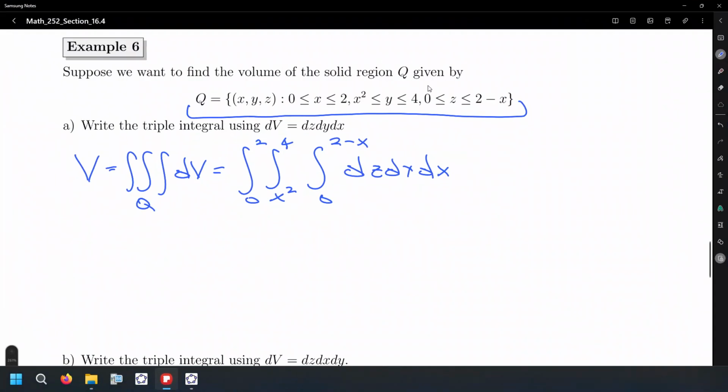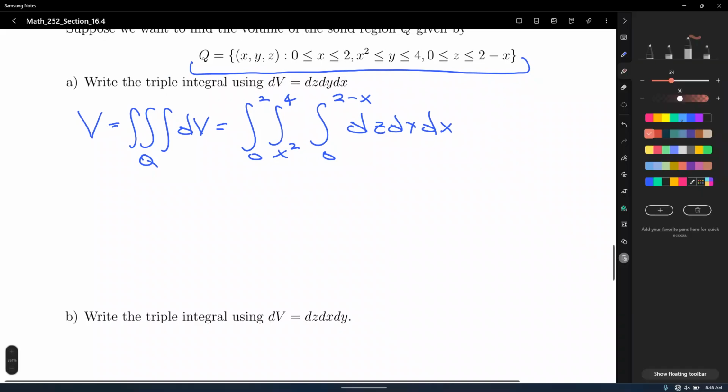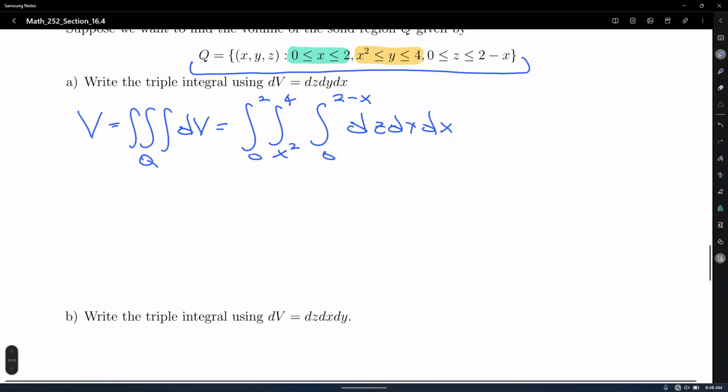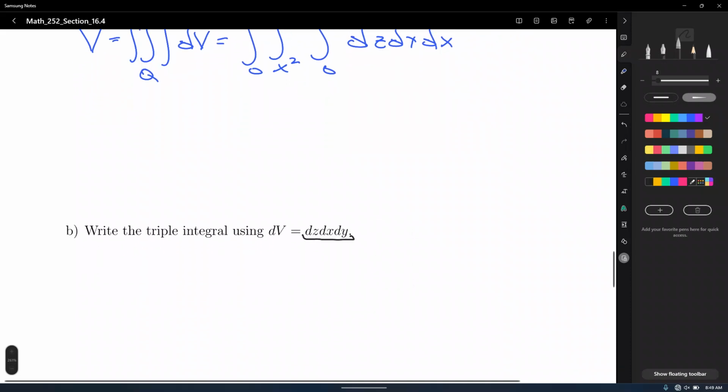So, let me go back to the notes. The first two inequalities right here will give us the limits, or tell us how the projection onto the XY plane is going to look. Now we need to rewrite the integral in a different order, still starting with dz, but we will reverse the dy dx to dx dy. So what do we have?